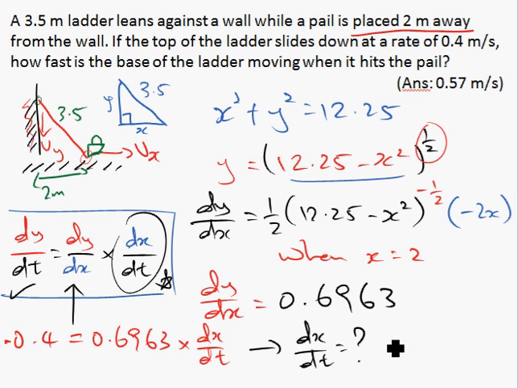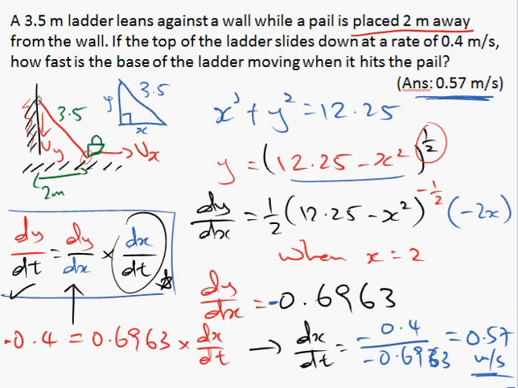Dx dt is simply equals to negative 0.4 divided by negative 0.6963, and the answer you would get is 0.57. Write your units, meters per second. Check your answer. This is correct.